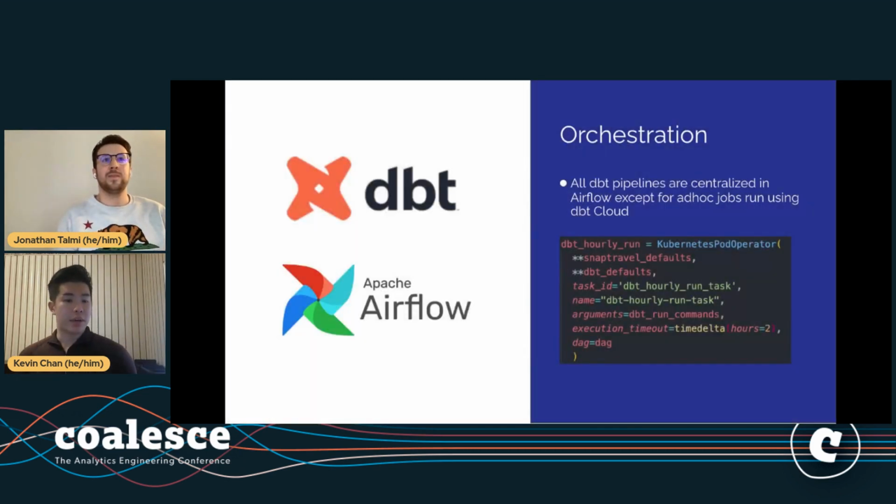All of our dbt pipelines are centralized in Airflow, with the exception, of course, of some ad hoc jobs. We still have dbt Cloud, and a use case for this would be, say, we want to refresh an incremental model at X point in time. The code snippet below is an example of how we instantiate the Kubernetes pod operator in Airflow. We do have some default configurations, which are more so just the CPU usage, the resource allocation for each pod, as well as where the image lives.